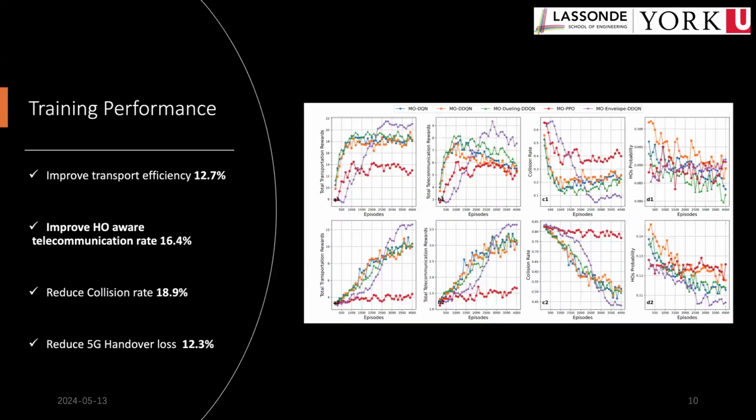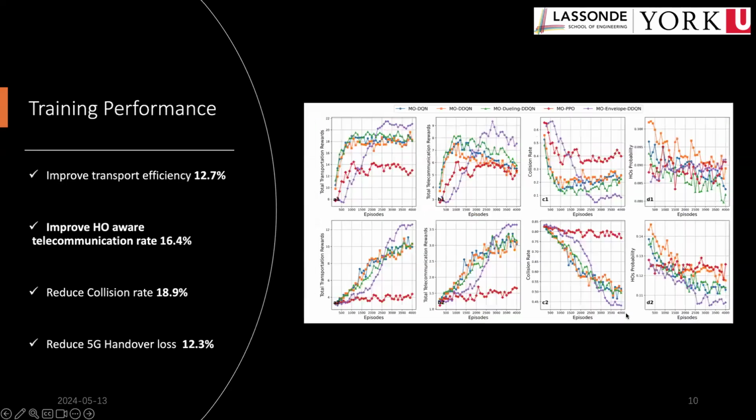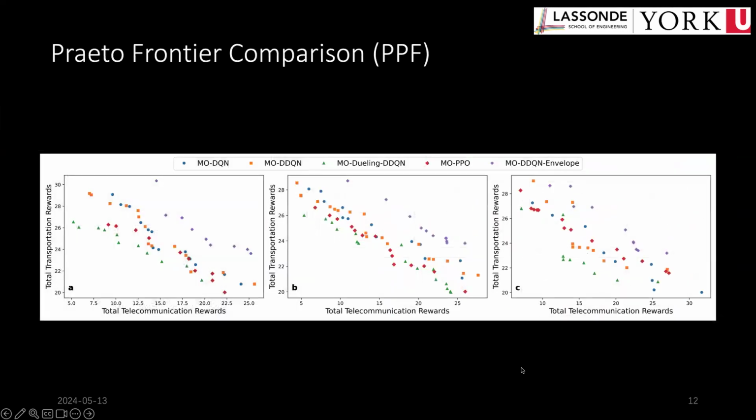This is our training performance. You will see improved transport efficiency and handover-aware data rate communications, with reduced collisions, compared to the other benchmarks. Our evaluation performance is even better, improving transport efficiency across these four perspectives. Here is the Pareto frontier comparison: you will see our proposed algorithm, MODDQN envelope, pushes the boundary outward, so it optimizes both transportation and telecommunications.